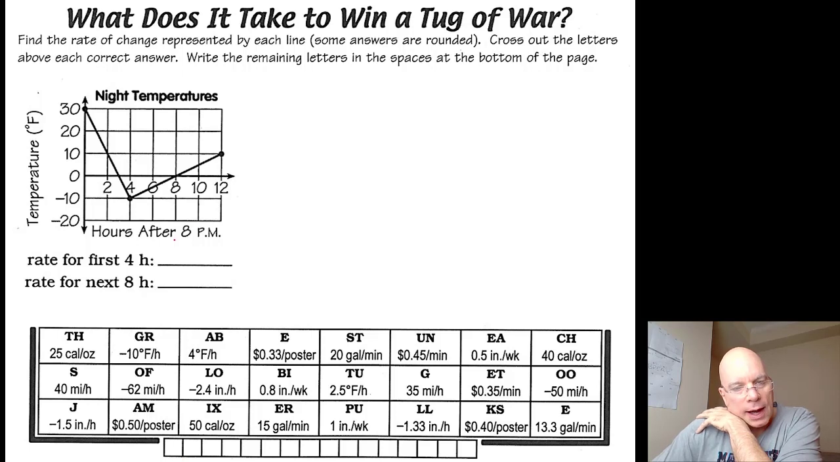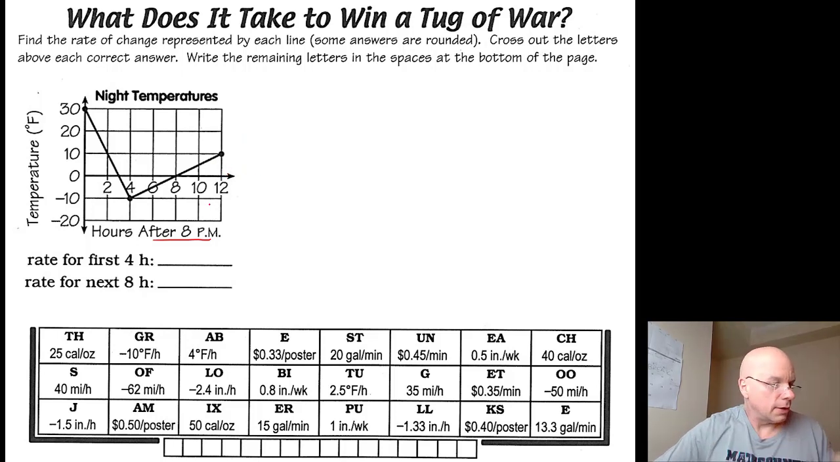Let's see. Hours after 8 p.m. So this would be 8 p.m. This would be 2 hours after 8 p.m., so 10 p.m. This would be midnight. I guess the idea here is the temperature some night was going down from 30 degrees to 10 degrees at 10 p.m. And then it was 10 degrees below zero at midnight, and then the temperature started to increase. I don't know why the temperature would start to increase before the sun came up, but I'm not a meteorologist, so maybe there is some scenario that I'm not thinking of.